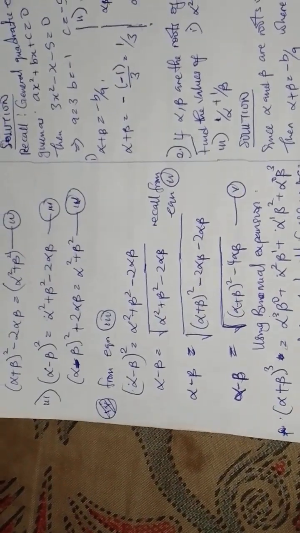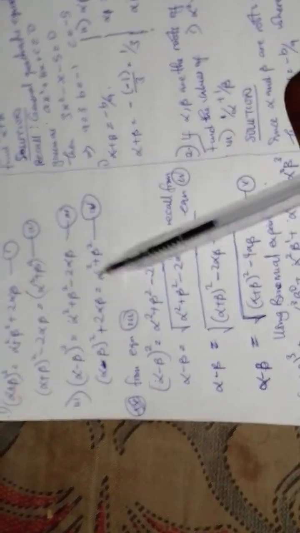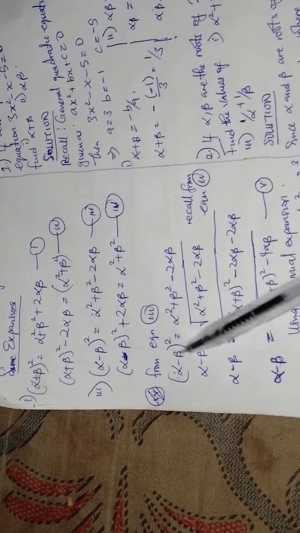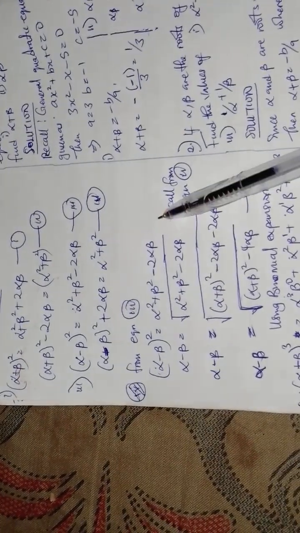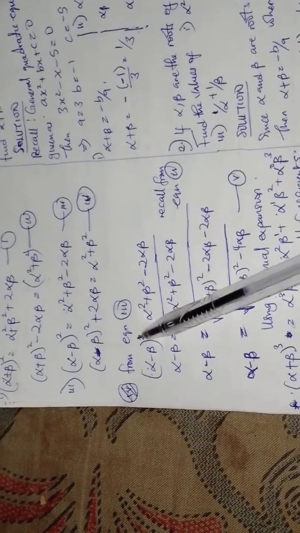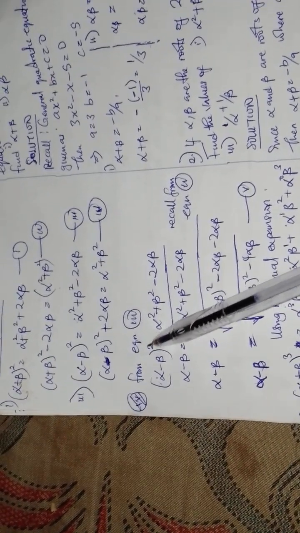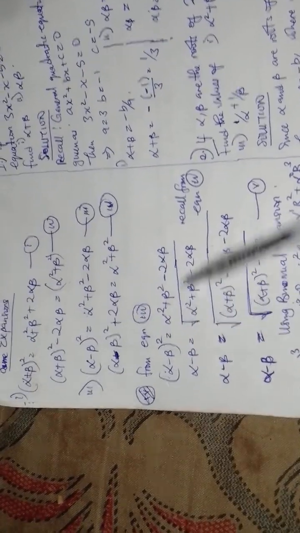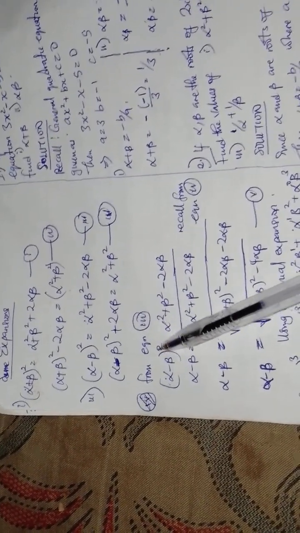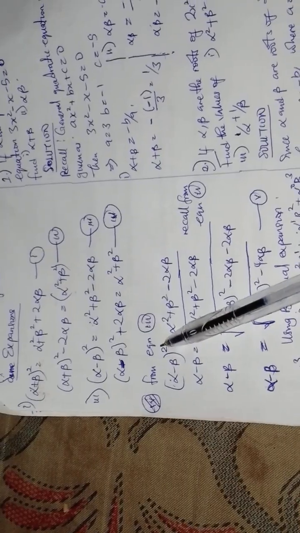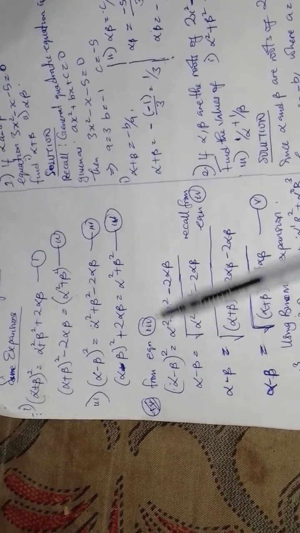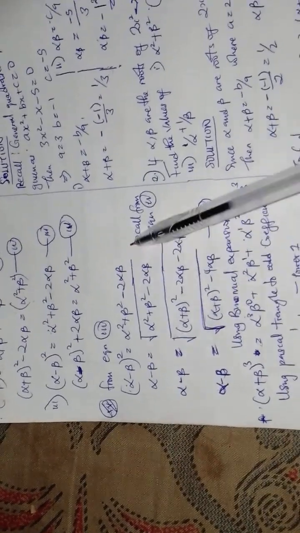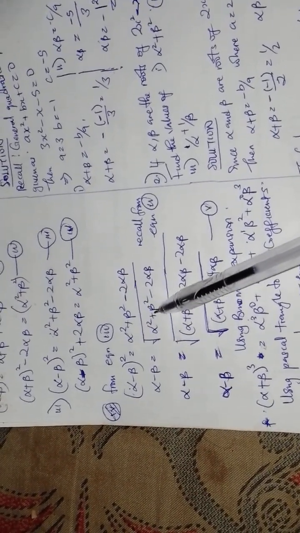All right, so now we also have equation 3. Let's look at another expansion from equation 3. From here, if you have alpha minus beta all square equals to this, we can remove this square by taking the square root of both sides. So you have alpha minus beta is equal to the square root of alpha square plus beta square minus 2 alpha beta.